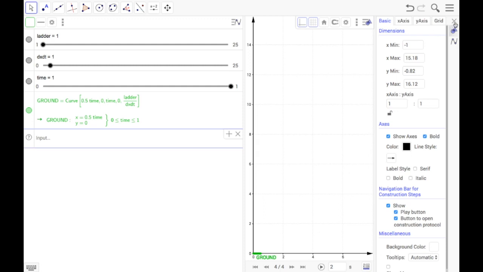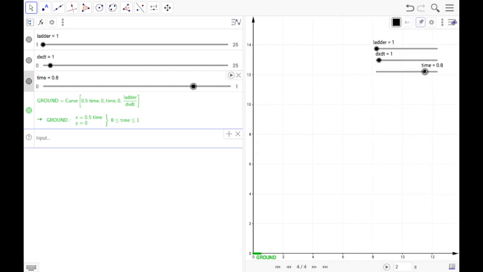Alright, and also just to model what's going on, let's change the ladder length to 13, which is what we have in the problem. Let's change dx dt to 0.5 again, which is what we have in the problem. And notice how that's dynamically moving as I'm making those changes. And when I move the time here, we can't see yet what's going on, but we will be able to see in just a few more steps how the time is going to be impacted here. All right, next let's go ahead and add in the wall.